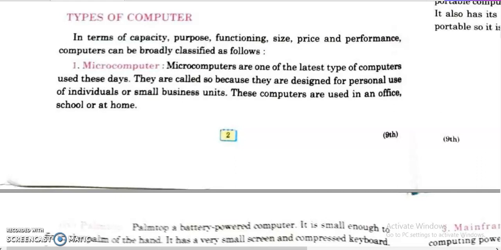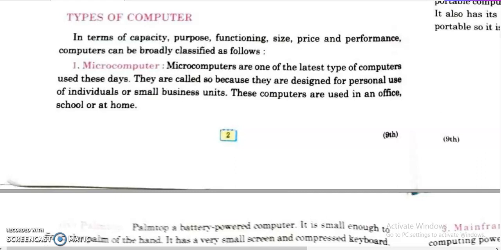So here we are talking about the functioning of a computer, meaning what we are using the computer for. On the basis of the functioning of a computer, we are categorizing the types of computer. The first type here is microcomputer. Microcomputer is the least powerful computer. Although it's a very powerful computer itself, among the series of types, this is the least powerful.